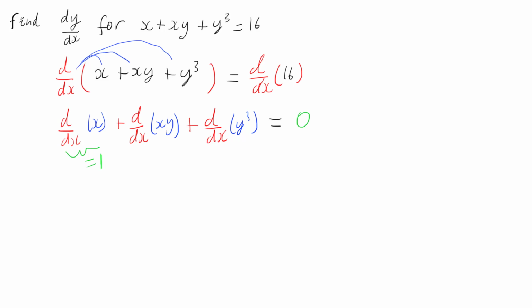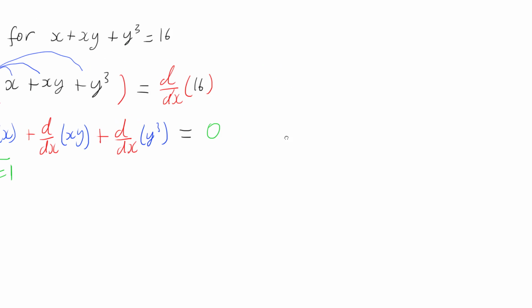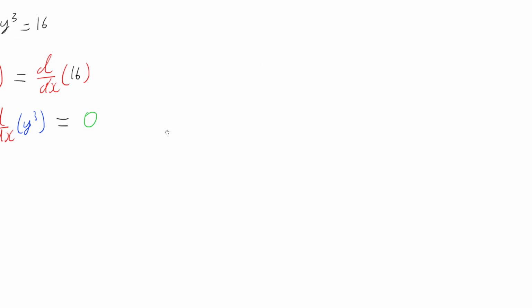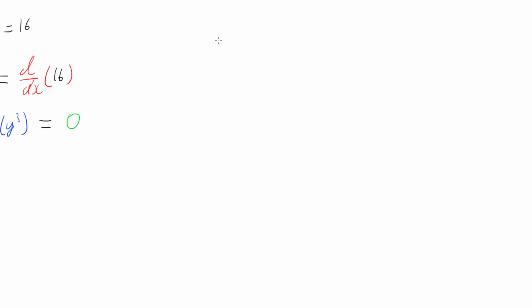I've got d/dx of x times y. There's a y in there. And I've got d/dx of y cubed. There's not even an x in that one. So let's have a look at each of these in turn. I'm going to move over to the side here, and first have a look at d/dx of x times y. And this one is actually a product rule, because I've got the product of x times y.